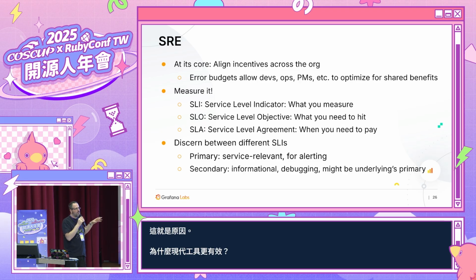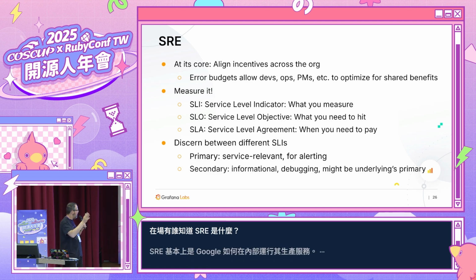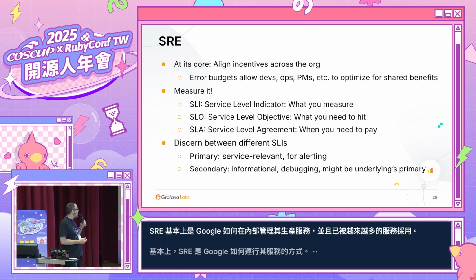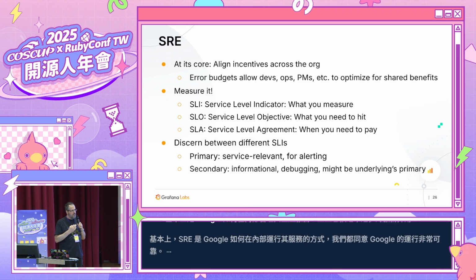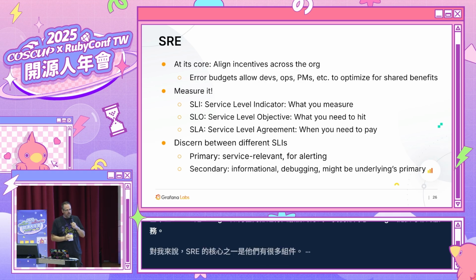Okay, so SRE is basically how Google runs production services internally, and it has gotten into more and more services. I'll link something in a second. Basically, SRE is how Google runs services internally, and you will all agree that Google runs reliable services, I guess. So one of the core things about SRE to me, they have a lot of things, but one of the core things is you have error budgets.